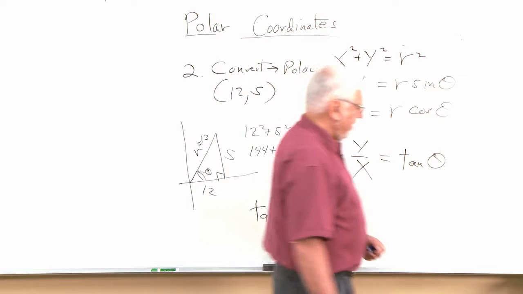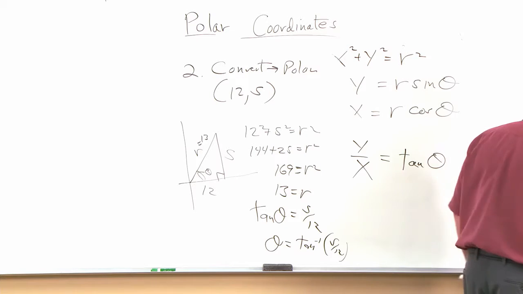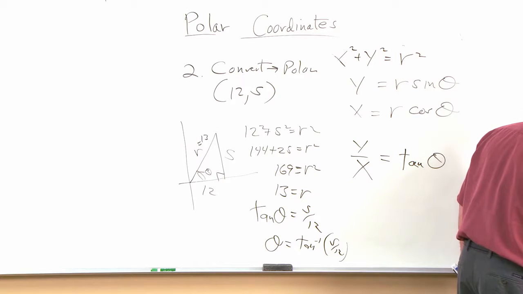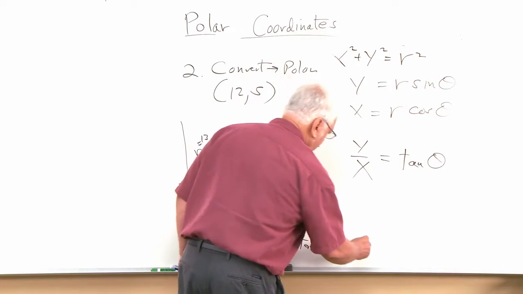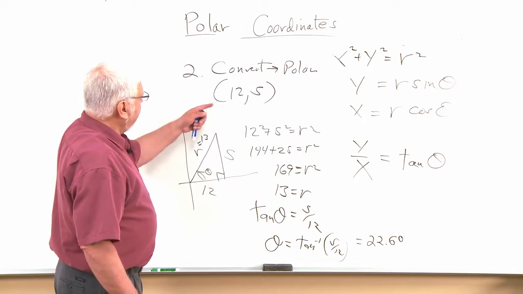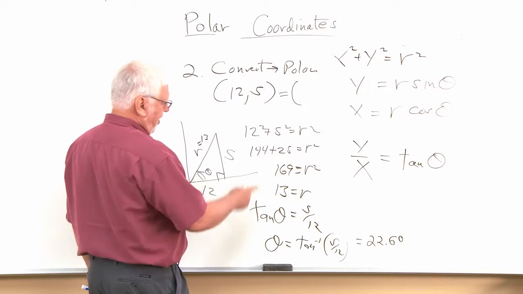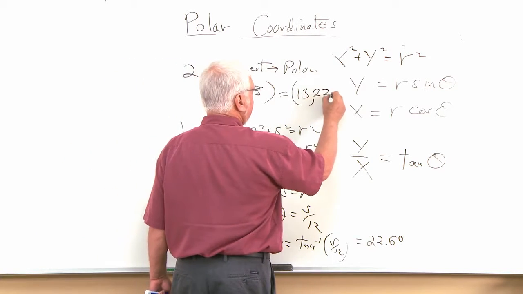So let's go to our calculator. And we need to find the inverse tangent. We'll clear it out. Find the inverse tangent. And in this case, we wanted to find the inverse tangent of 5 divided by 12. And we are in degree mode. So that's 22.6 degrees. So now what are our coordinates that are equal to this in polar? That would be equivalent to our r, which is 13, and our angle, which is 22.6.